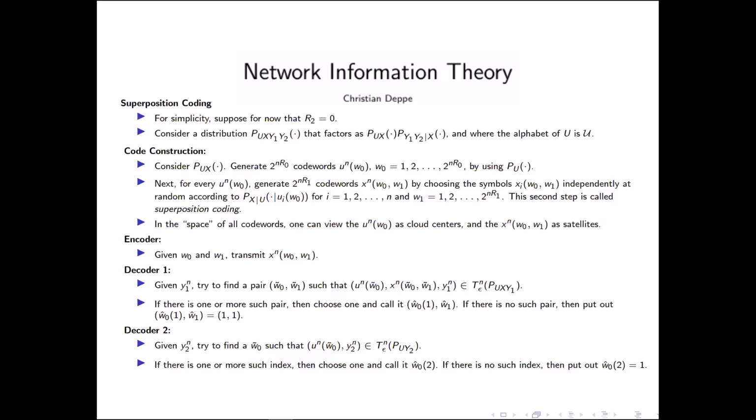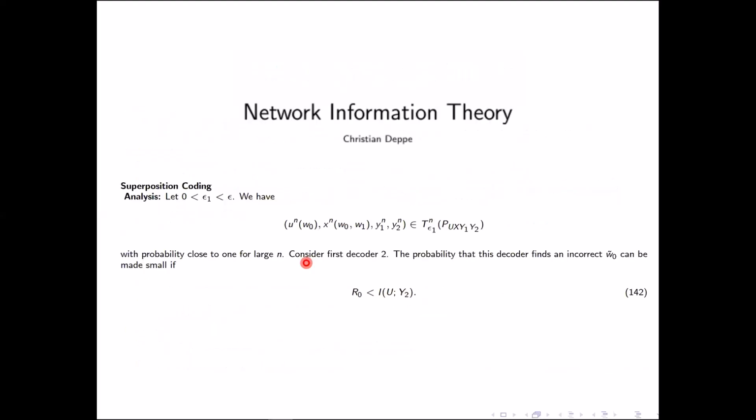This method was introduced by Cover, and she used it to show a rate region for the general broadcast channel if R2 is not equal to 0. So she had to combine it also with binning. We will come to this later. Just look now at our special case. Now let's do the analysis for this special case.